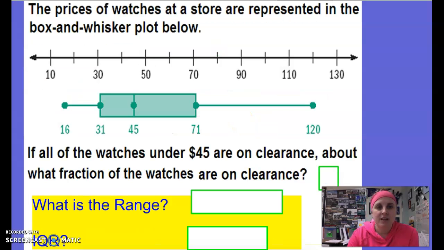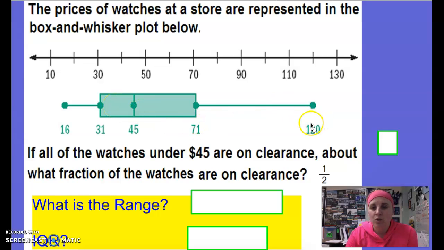All right, here's a new data set. Price of watches at a store. If all the watches are under $45 on clearance, what fraction of the watches are on clearance? Well, that's 25%, 25%, so that'd be 50%. 50% is 0.5. We would call that 1/2 of the data, or 1/2 of the watches are on clearance.